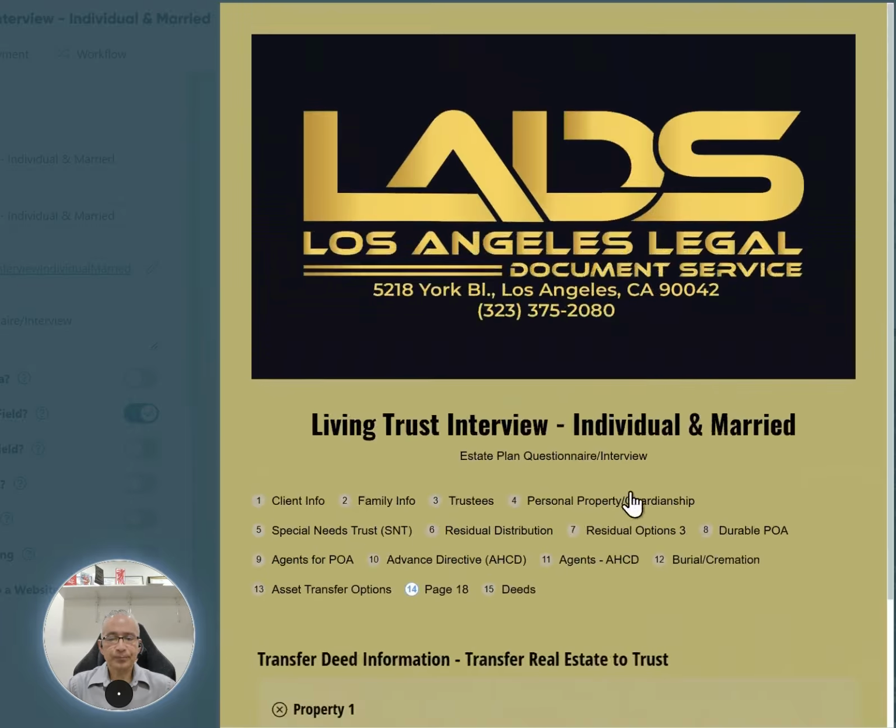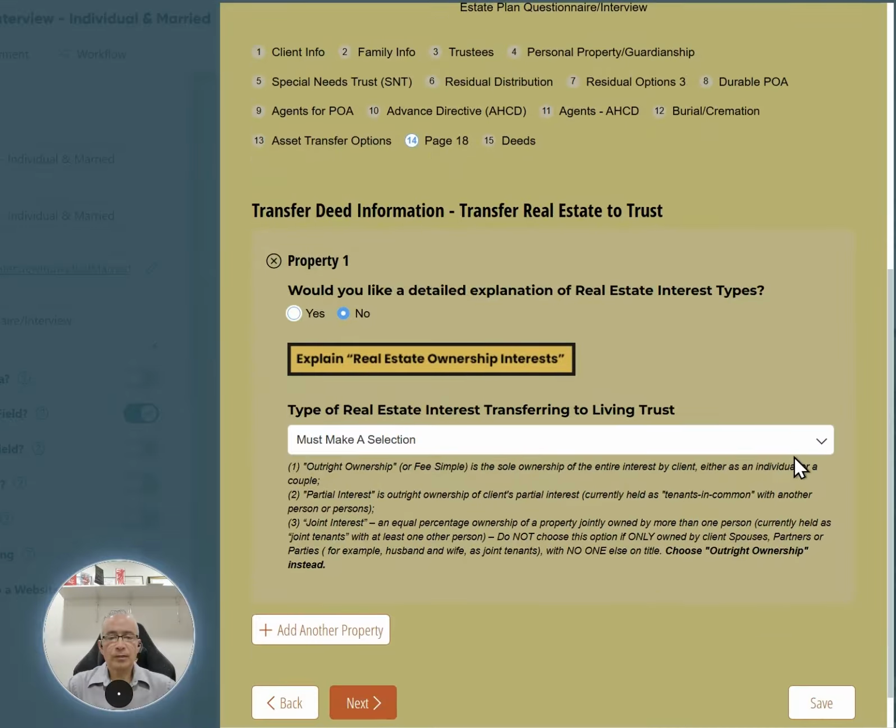Click next, and you'll come across this page here, property number one. If there's only one property, you only have to deal with that property. You don't have to add another property. That's the principal residence of the client. If they have more than one property, rental properties or a vacation home, or a vacant piece of land, that's considered a separate property. You would add another property after you fill this one out. Okay, fill the information out for this one.